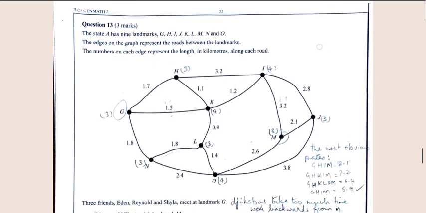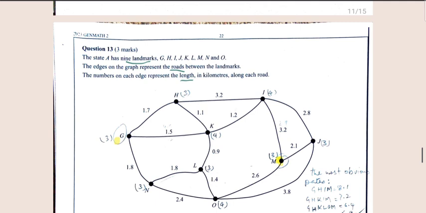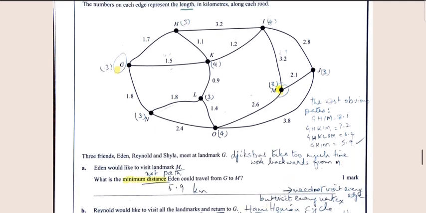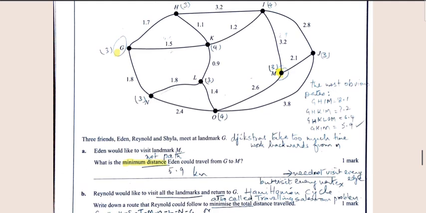Now question 13 talks about 9 landmarks given, and the edges on the graph represent the roads between the landmarks, and the values on those edges represent the length in kilometers. And the very first question says 3 friends, Eden, Reynolds, and Sheila, meet at landmark G. And question A says Eden would like to visit landmark M.